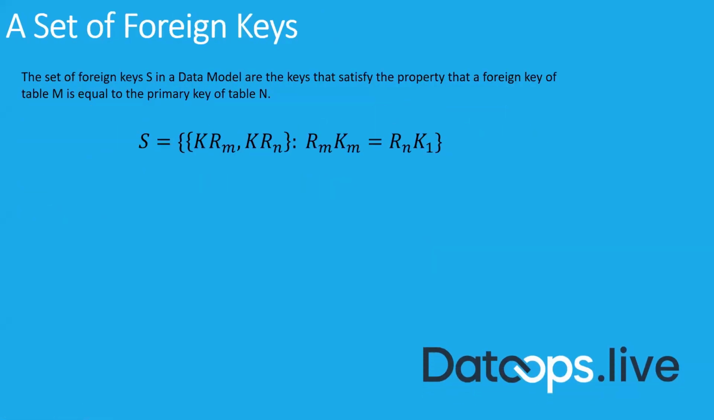Now, a set of foreign keys. The set of foreign keys in a data model are the keys that satisfy the property: the foreign key of one table is equal to the primary key of the other table. This is the mathematical definition of what a foreign key set is. We're going to tie these two together in just a second.